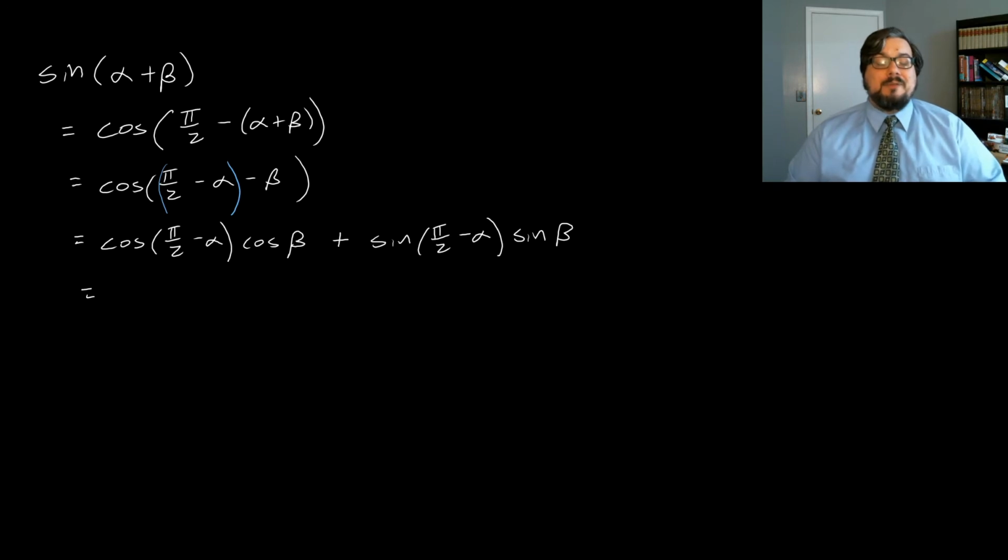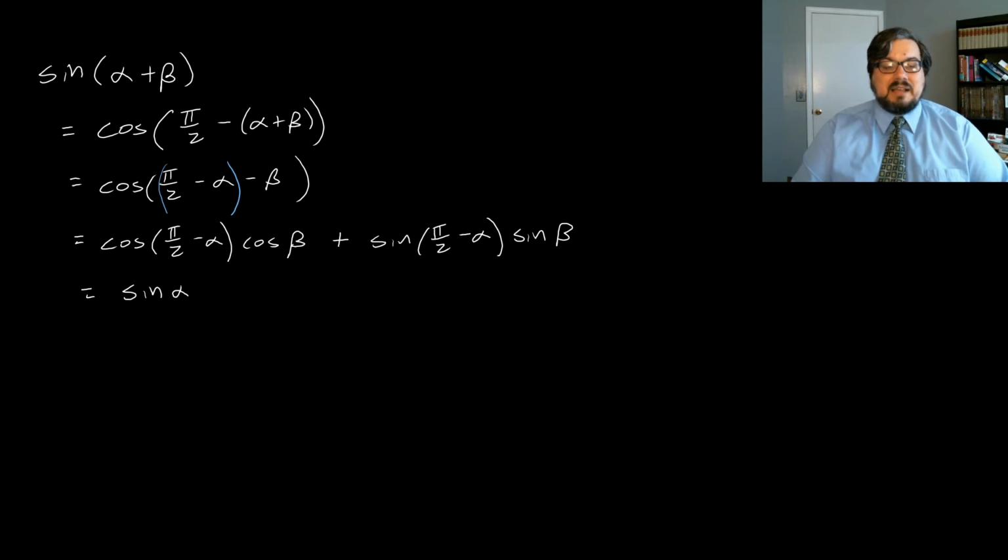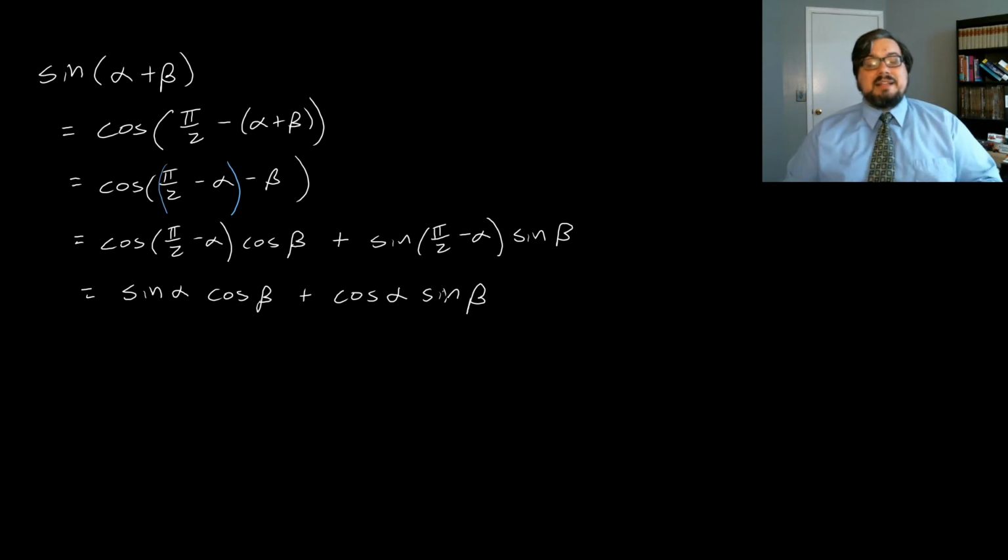But by the cofunction formulas again, cosine of pi over 2 minus alpha is exactly the same as sine of alpha. And sine of pi over 2 minus alpha is the same as cosine of alpha. And that's how we can see that sine of alpha plus beta is sine of alpha cosine beta plus cosine alpha sine beta. All right, I'll leave sine of alpha minus beta to you, but it goes very similarly. You can go through almost exactly the same steps to get there.